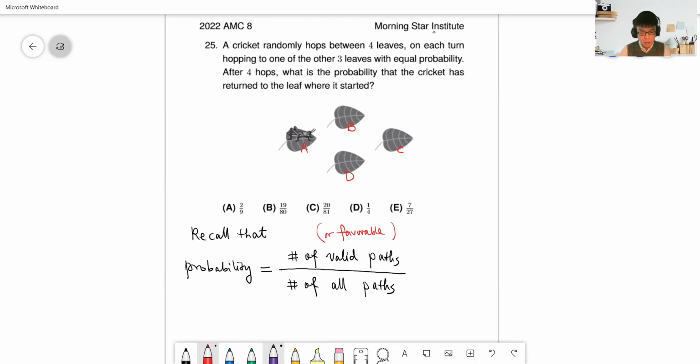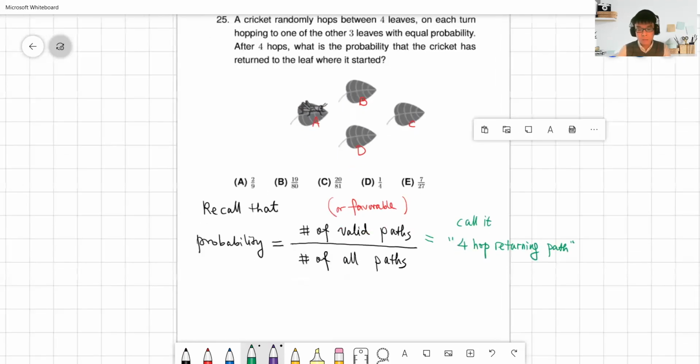In this problem, the valid paths correspond to the paths where the cricket starts from A, and after 4 hops, it returns to A. Let's give a name to such a path. So we call it a 4-hop returning path. So in order to find the probability, we need to find these 2 numbers.